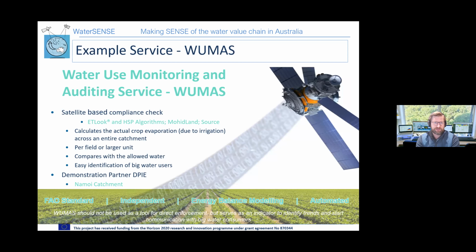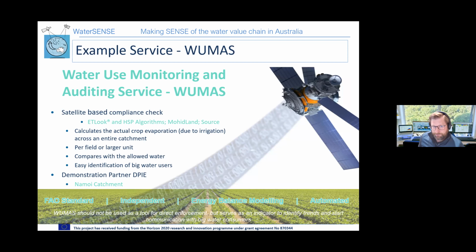The main idea of this is easy identification of big water users and water efficiency, and also compliance monitoring and enforcement assistance for planning further detailed work that might be required for possible unlawful water users, for example. It's not to be used as a tool for direct enforcement, just an indicator to help identify where further work might be required.